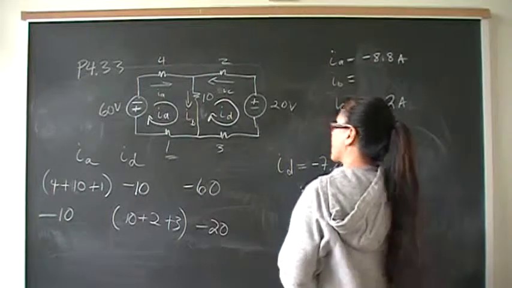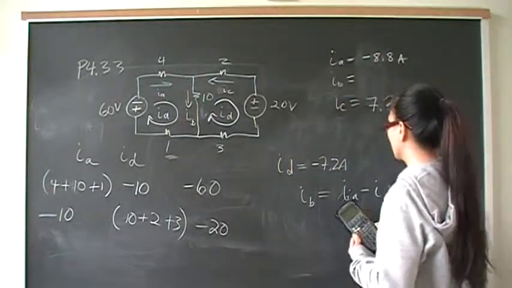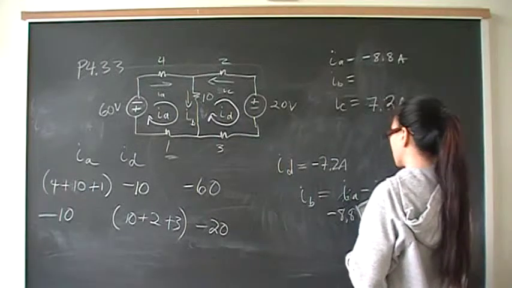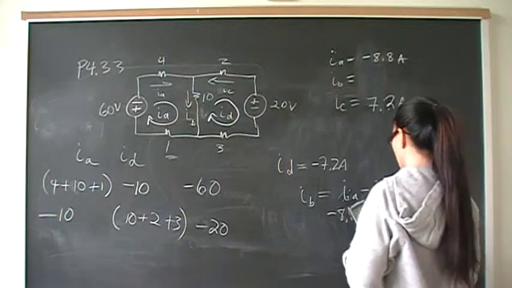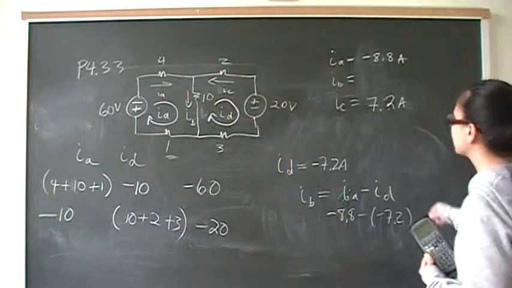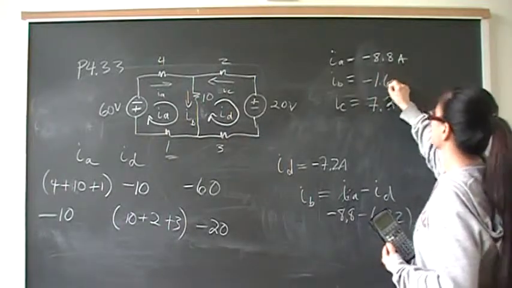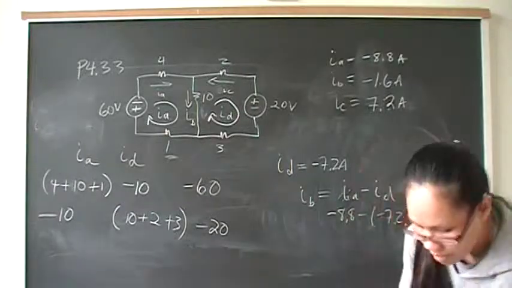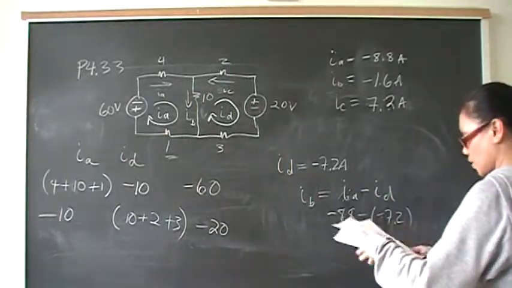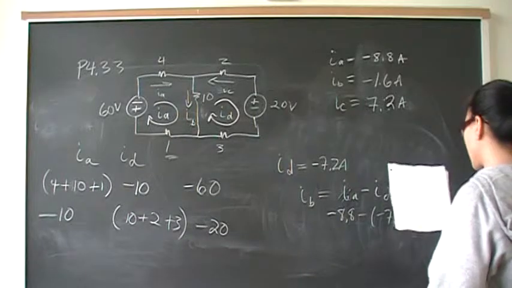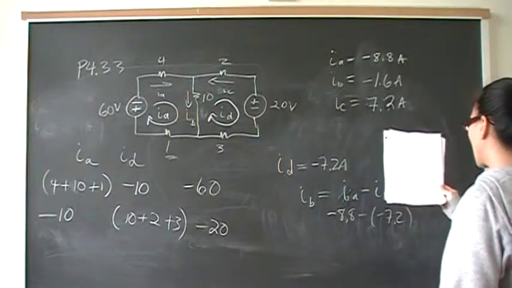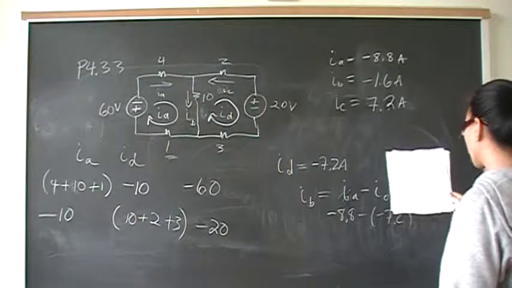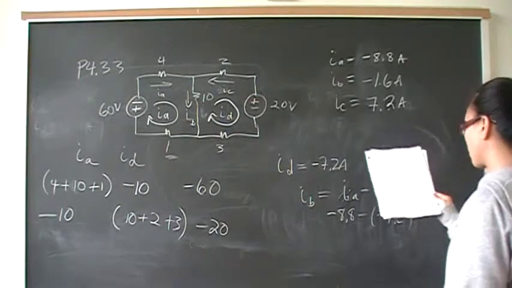And then IB is still IA minus ID. So that's going to be negative 8.8 minus negative 7.2. And that, you can do in your head, is going to be negative 1.6 amps. And that's my answer. IA is negative 8.8. IC is positive 7.2, and IB is negative 1.6 amps.